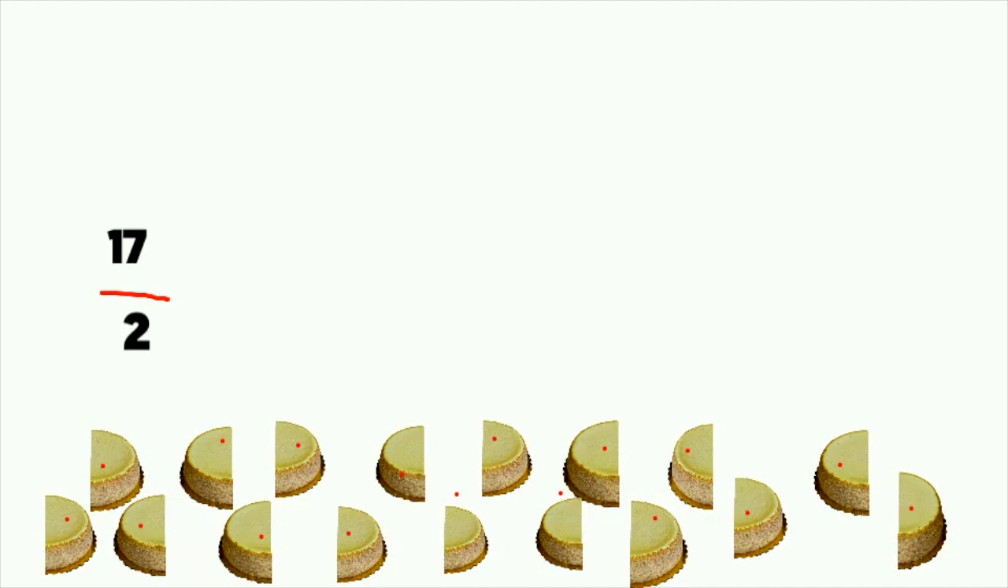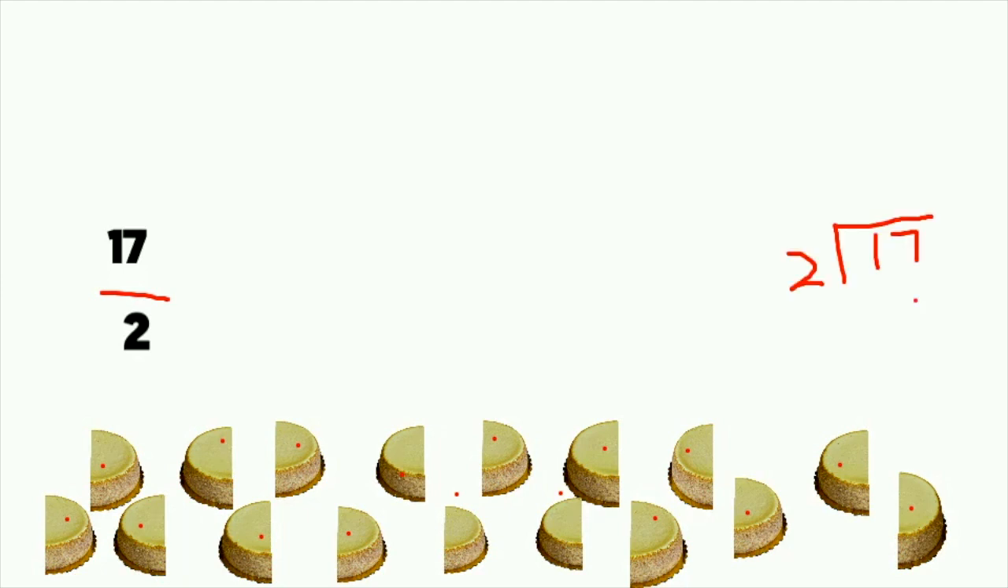We got 17 halves. What we want to do now is use division to figure out how many wholes I can get if I group them into 2s, because every time I have 2 halves, it makes a whole. So why wouldn't we group them into 2s? Let's do that.